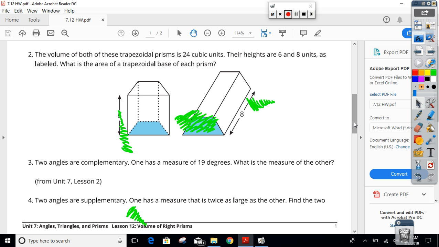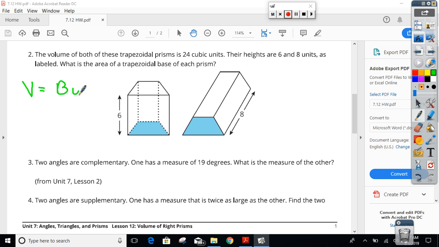Okay, number 2 says the volume of both of these trapezoidal prisms is 24 cubic units. Their heights are 6 and 8 units as labeled. What is the area of a trapezoidal base of each prism? In order to find the volume of any shape, we do big B times W, or times H. Some formulas will give you H. On the PSSA, we use W representing the distance between the two bases. Big B represents the area of the bases.